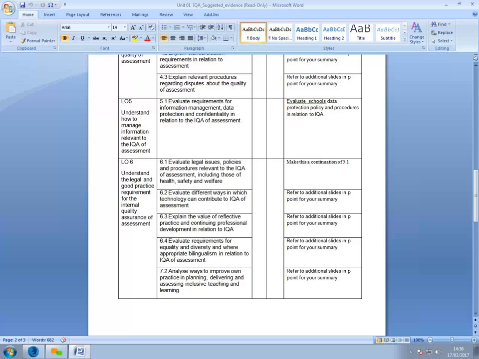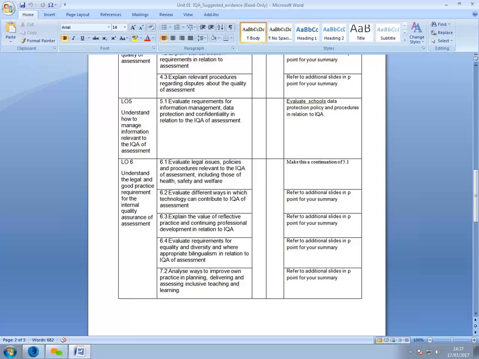Explain the value of reflective practice in continuing professional development in relation to IQA. So, literally, there are models of reflection that you've looked at for the teaching course. The same things apply here: how you can improve what you do and the way you actually do it.